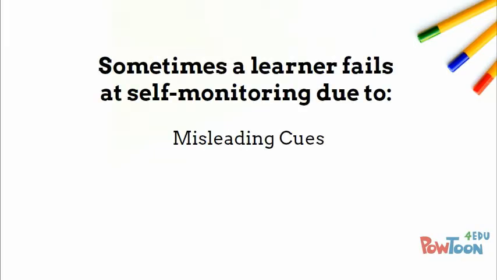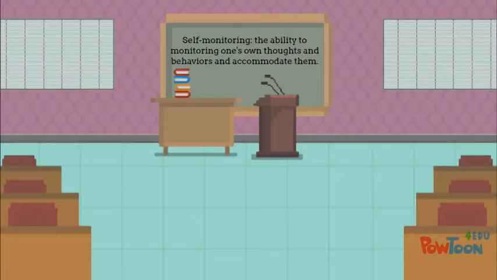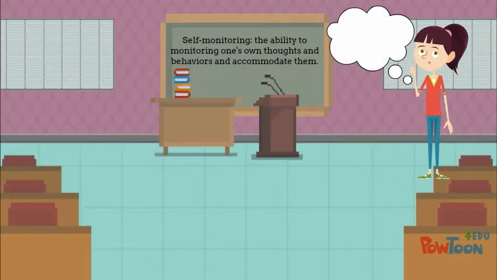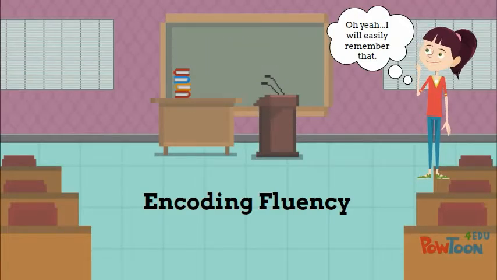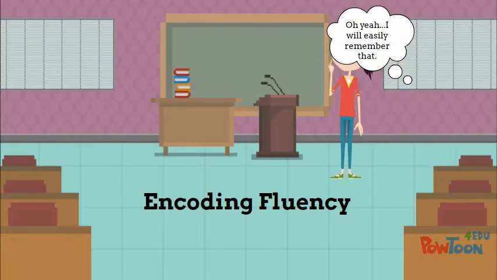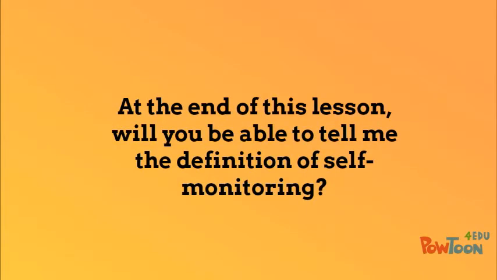Misleading cues are another way that we fail. Misleading cues can happen because of encoding fluency. Sometimes information that we see, maybe during lectures, seems as though it would be easy to understand, such as the definition of self-monitoring, so we think that no further processing is necessary. But at the end of this lesson, will you be able to tell me the definition of self-monitoring?